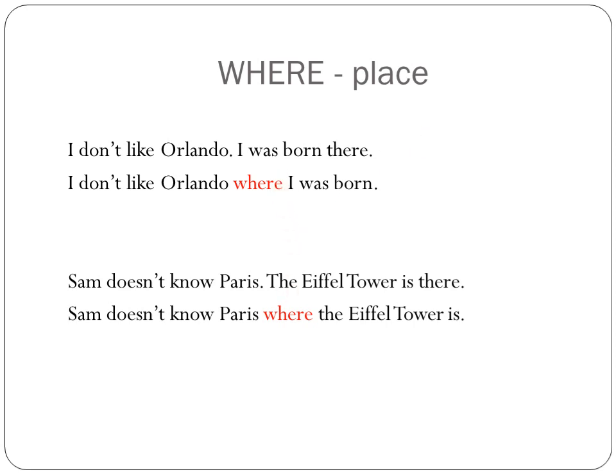The other one: Sam doesn't know Paris. The Eiffel Tower is there. So there refers to Paris. Let's eliminate there and substitute it by where, linking both sentences. Sam doesn't know Paris, where the Eiffel Tower is.